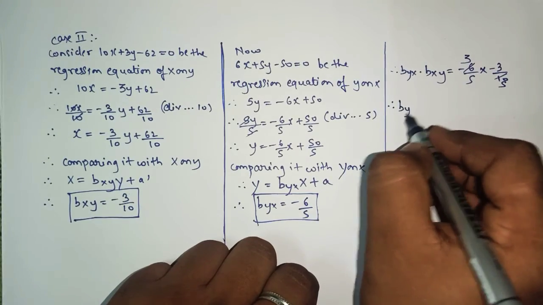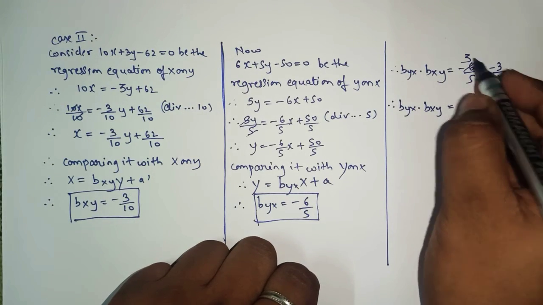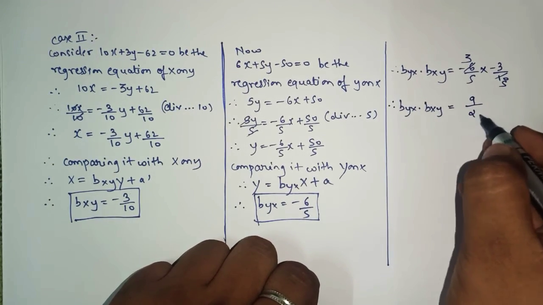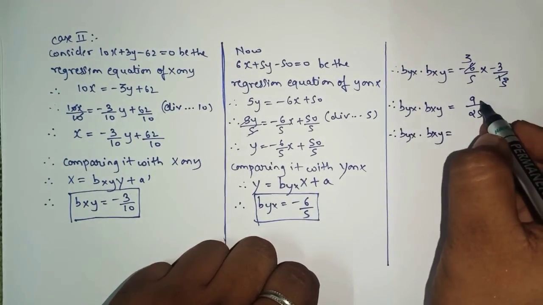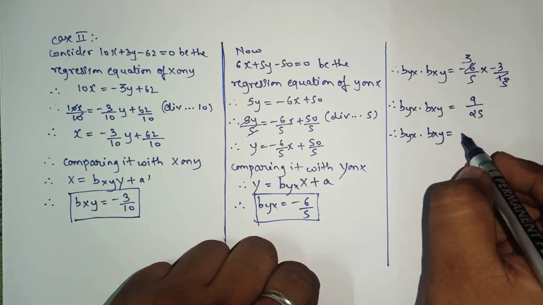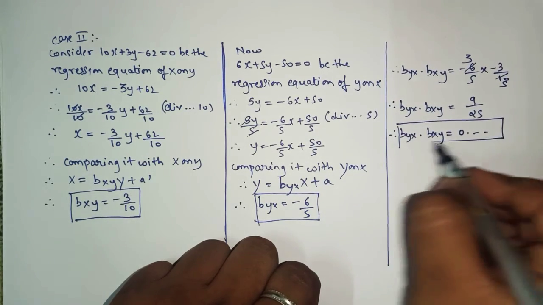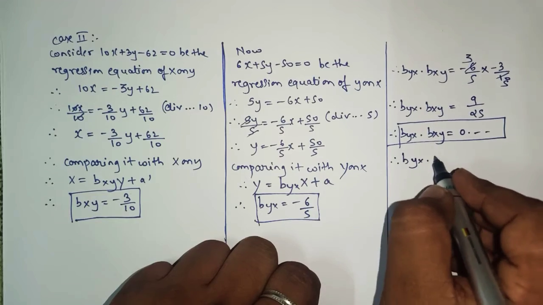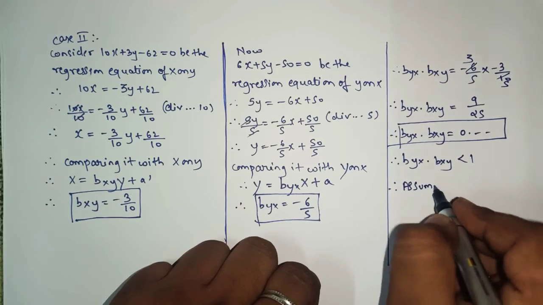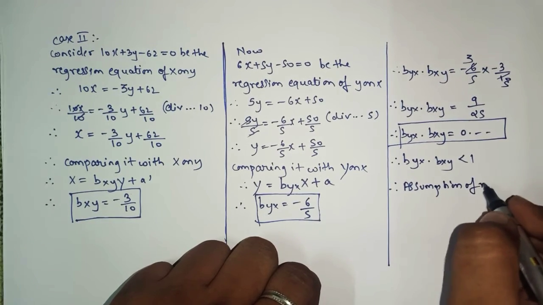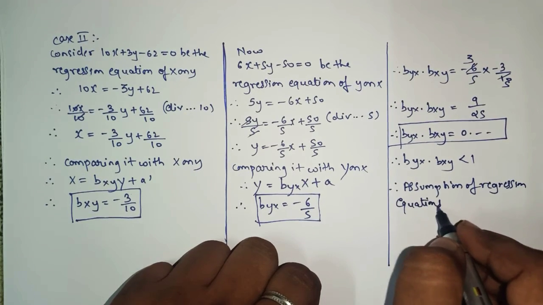So therefore bxy into byx equals, minus into minus is plus, 3 3s are 9 and 5 5s are 25. So here clearly we can see that the product of these two, as the numerator is less than the denominator, the answer will be 0 point something, yes or no, when you divide. No need of showing this step, you can directly write that the product of these two is less than 1.